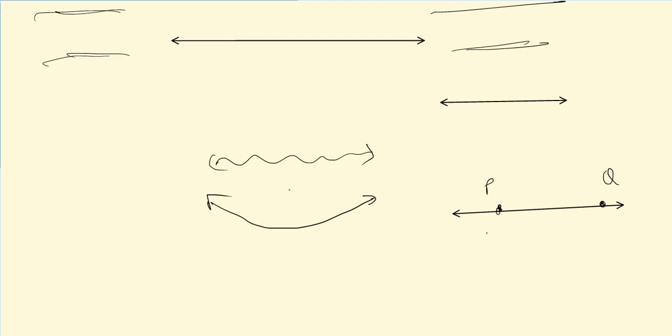Then every line has an infinite number of points in it. That means in this line we are having infinite points, which we actually can't count. Infinite number of points means uncountable. So now, fourth is line segment.